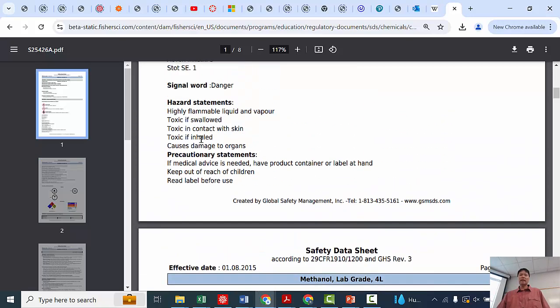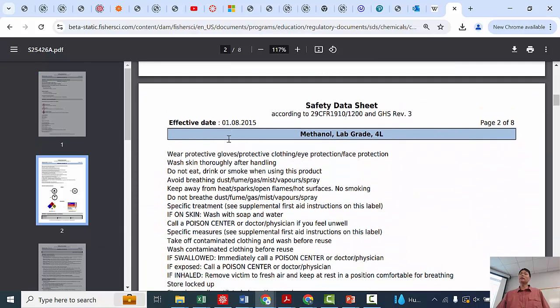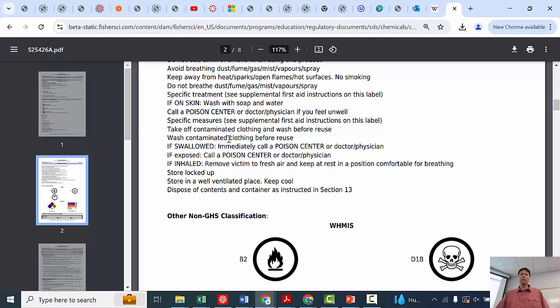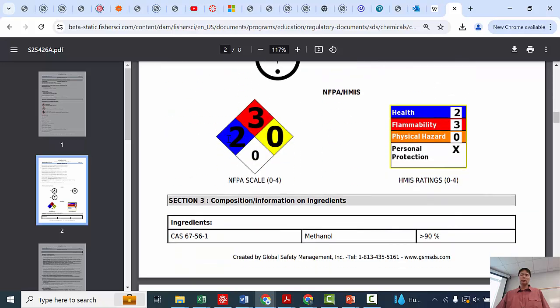But toxic if inhaled even. I mean, you don't even have to drink this stuff. That's why hand sanitizers with methanol are not good. Are you guys familiar with the NFPA, National Fire Protection signs?